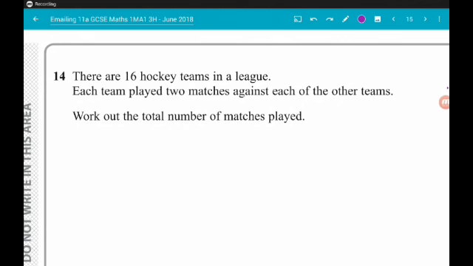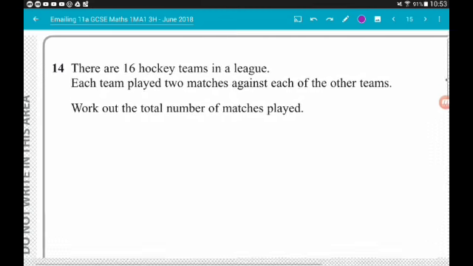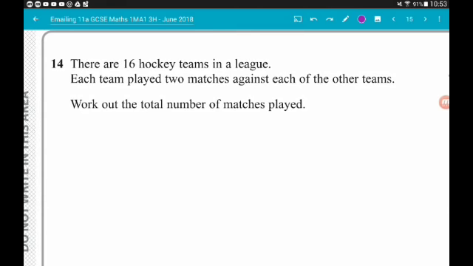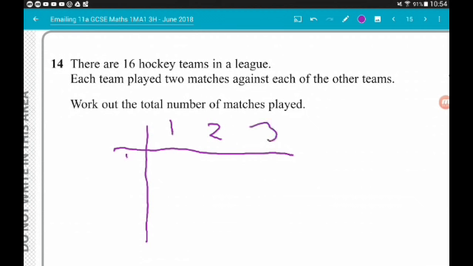Question 14. There are 16 hockey teams in the league. Each team plays 2 matches against each of the other teams. We want to work out the total number of matches played. So, the way I'm going to do this is imagine there's 16 games in a table. Now, I'm not going to draw the whole table. Let's just put team 1, 2, and 3 in the table. Hopefully this will give us an idea of what's going on.